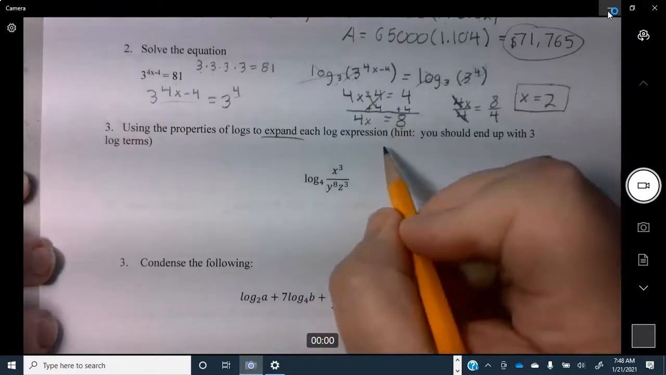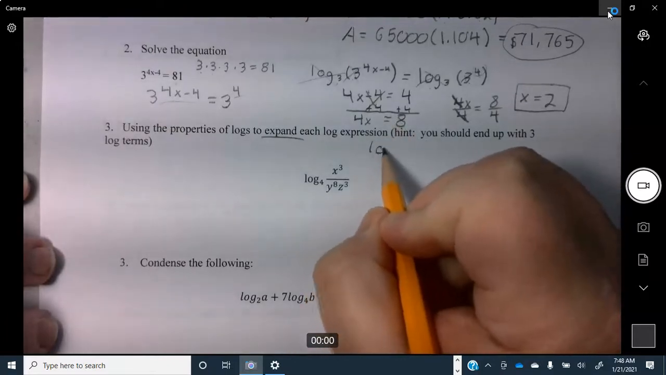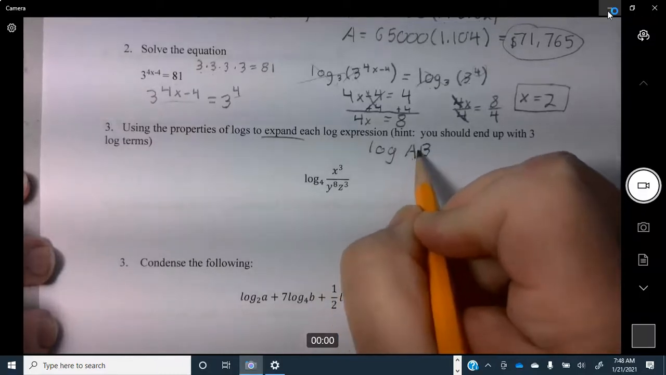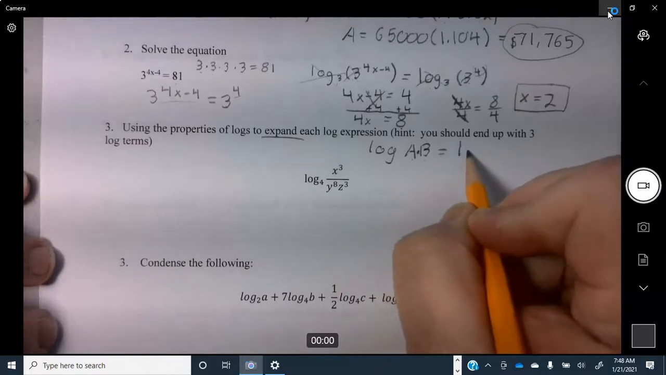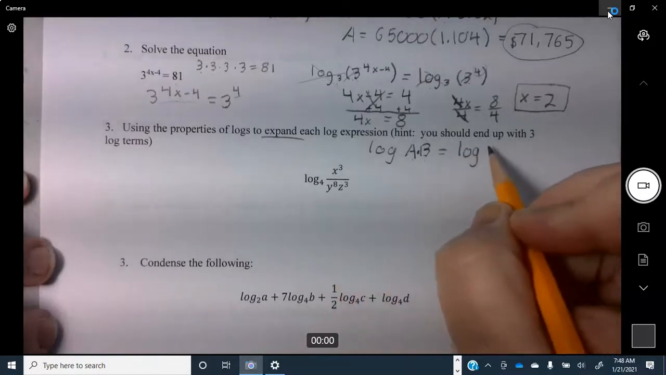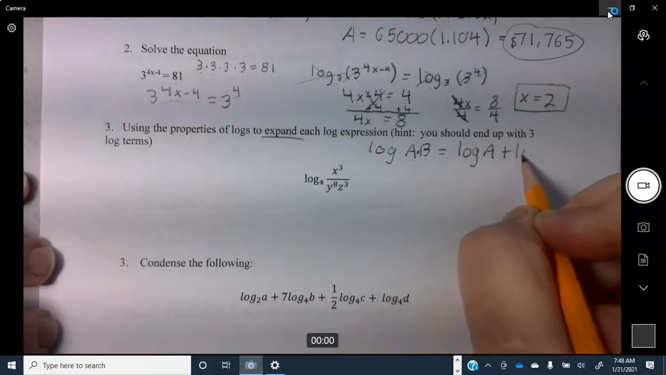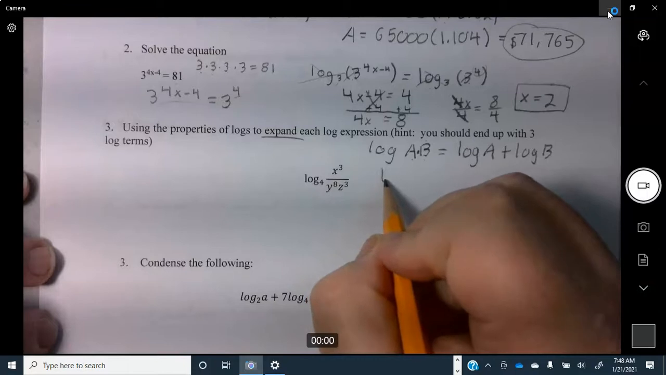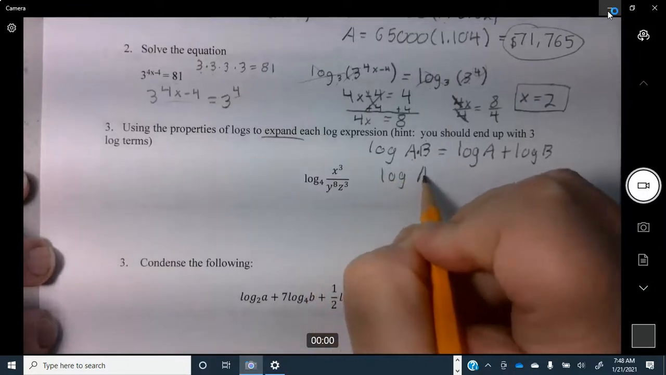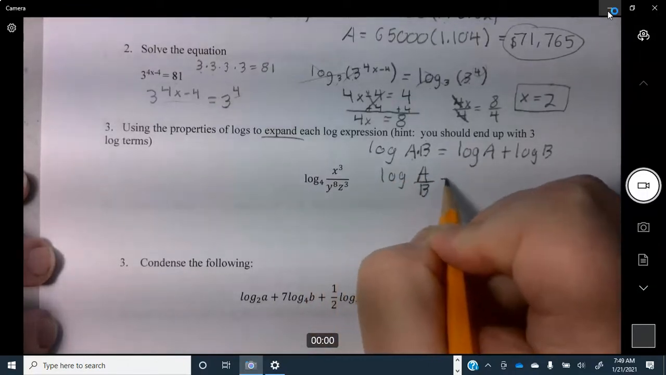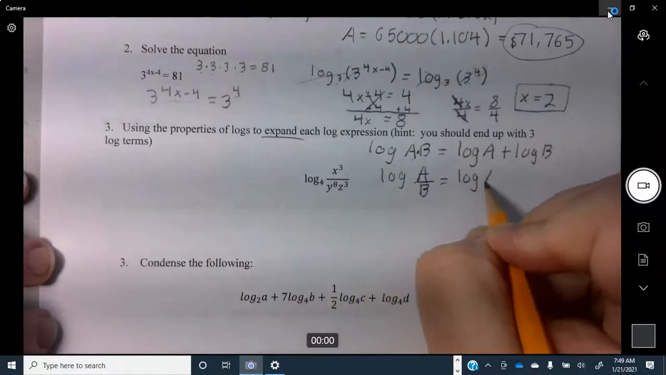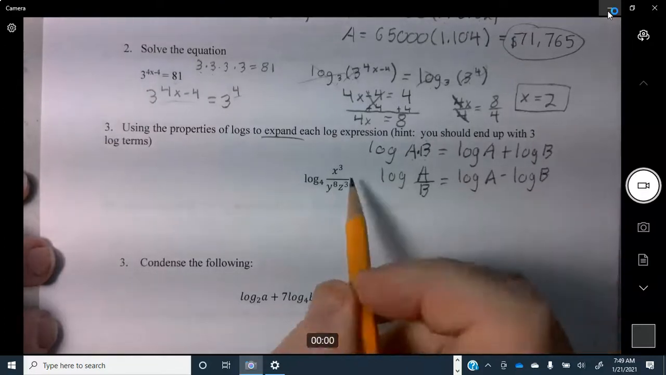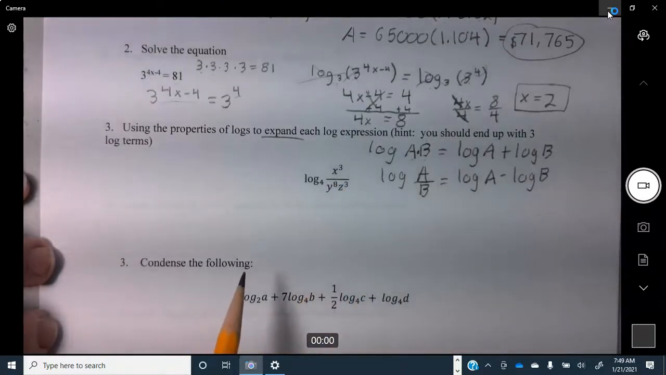Okay, so the principle is this, that log of AB means log A plus log B. I'll put a little dot there. Doesn't matter what the base is. The other one is this, log of A divided by B. Okay, so you're going to use that principle right here, okay?